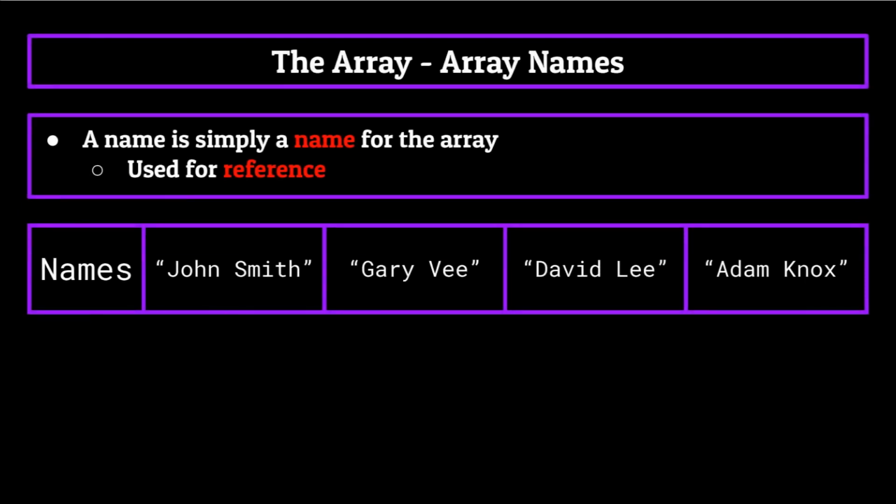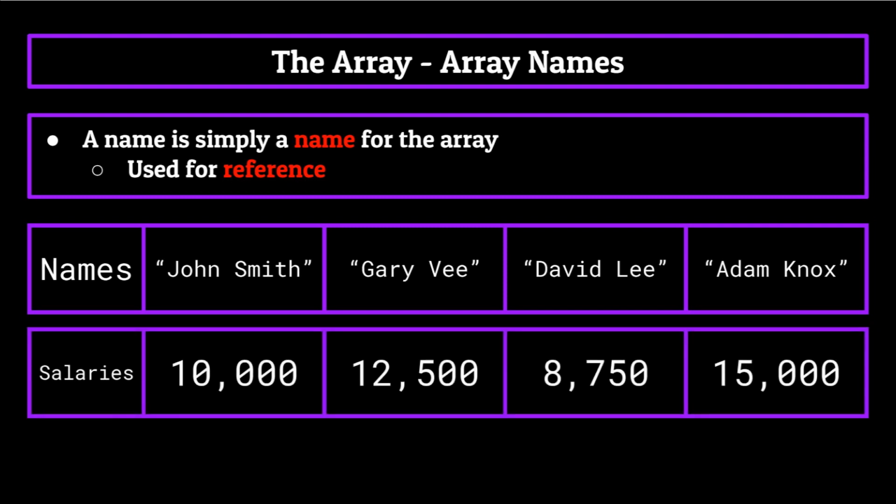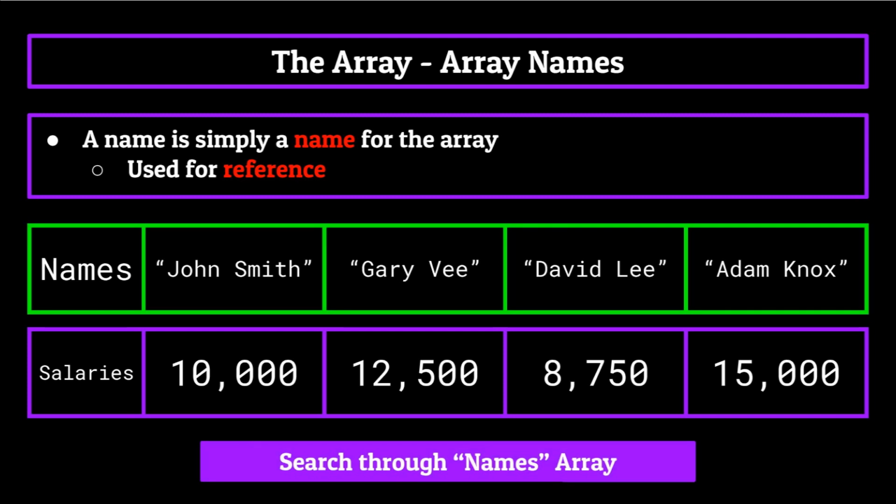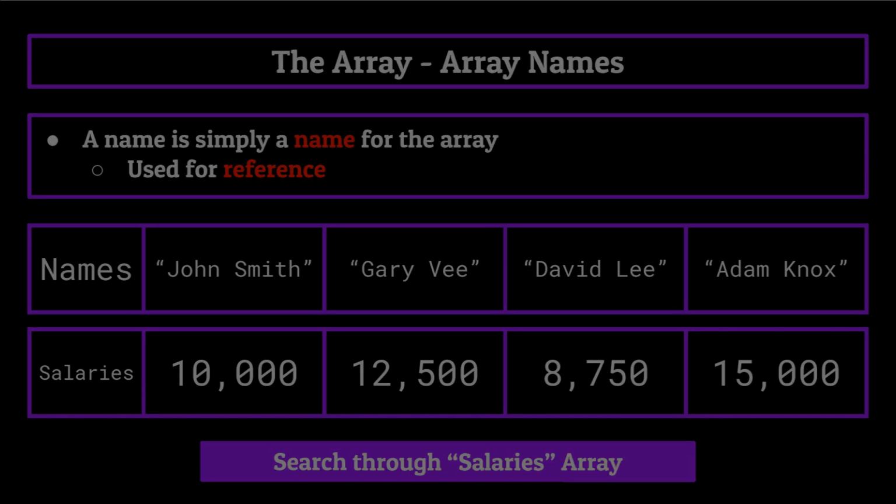The name, if you could not tell, is simply a name for the array, which can be used to reference it. Say, for example, we had an array called names, which contained a list of company employees. And then we also had an array called salaries, which contained a list of salaries for those employees. If we wanted to search through the list of names, we would do so by referencing the names array with its name. This way, the computer knows that you want to search through that specific array and not the salaries array instead. This works vice versa, of course, if we wanted to search through the salaries array instead.